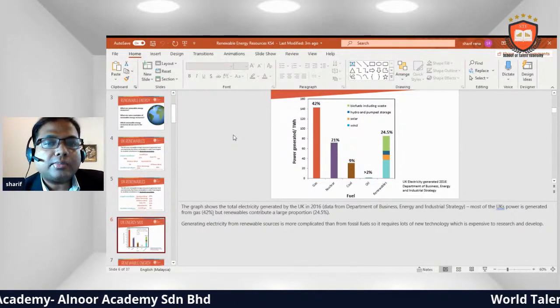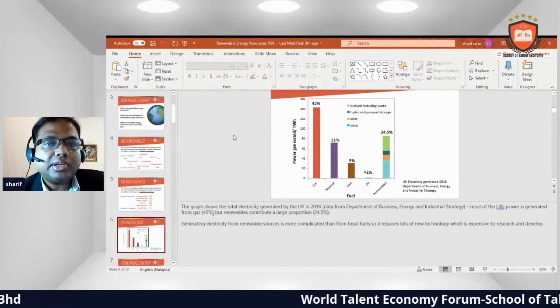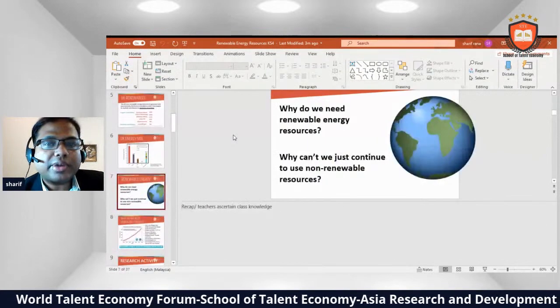Power energy or fuels. For the fuels, gas is 42%, nuclear 21%, coal 9%, oil 2%, renewable 24.5%.